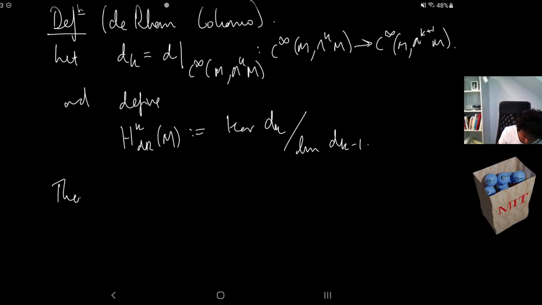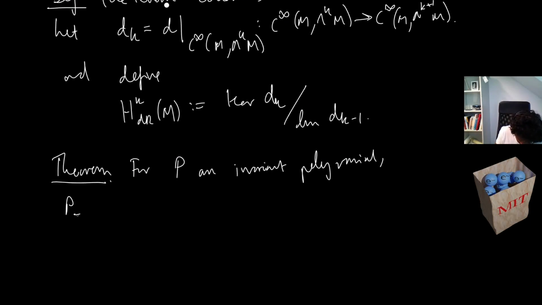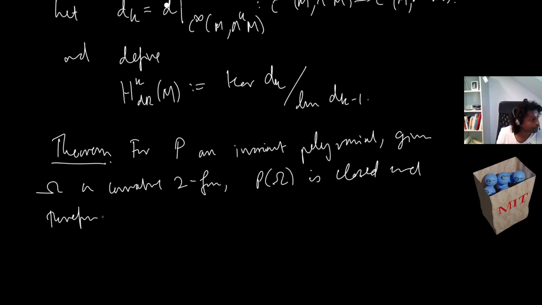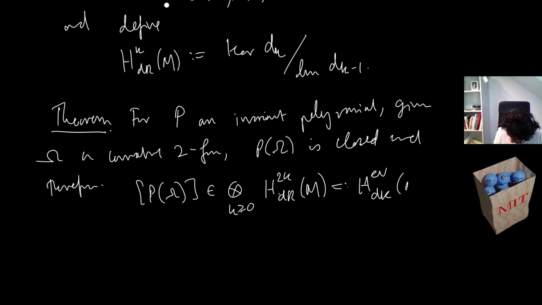Okay, so an important theorem now is that for P an invariant polynomial, given omega a curvature 2 form, P of omega is closed, and therefore P of omega is an element in the de Rham cohomology, but of order 2k.